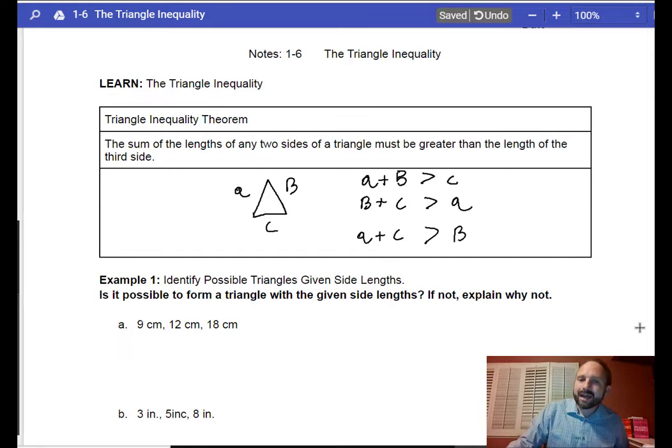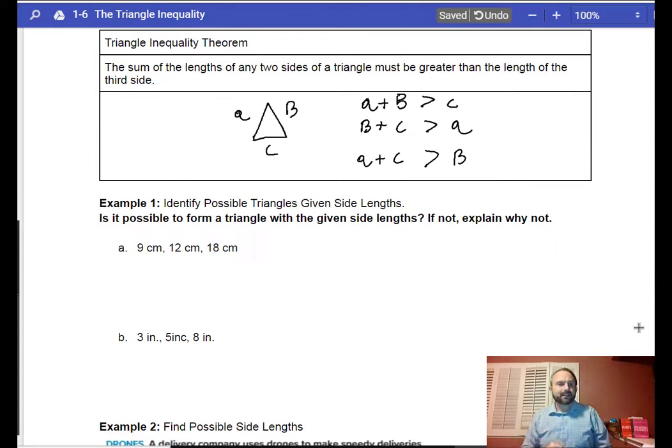Example 1. Identify the possible triangles given the side lengths. Is it possible to form a triangle with the given side lengths? If not, explain why. Okay, well, I know that 9 plus 12 is going to be 21, so actually 21 centimeters. So I know that's bigger than 18 centimeters. So yes, because the sum of the two smaller sides is larger than the largest side.